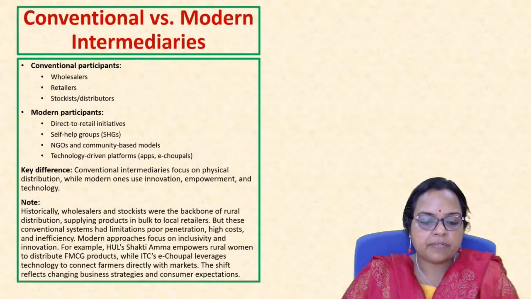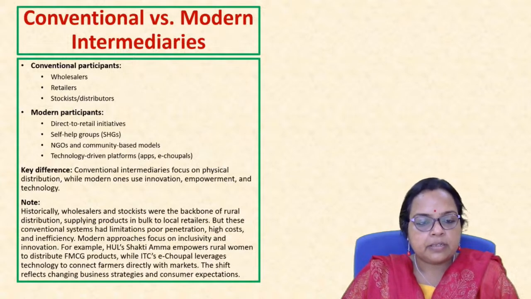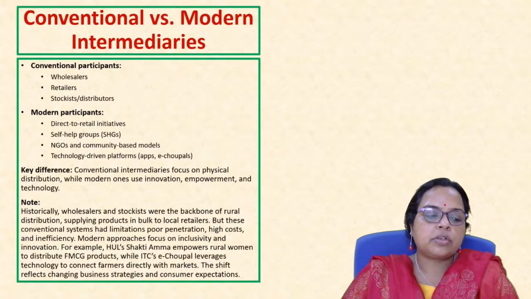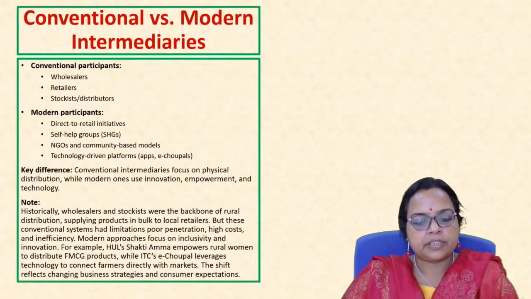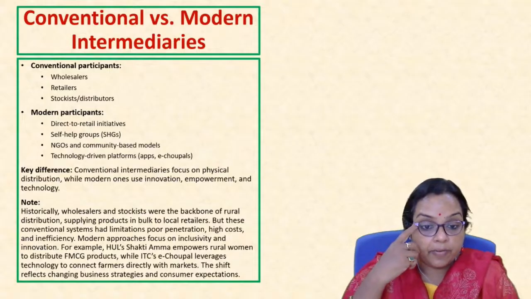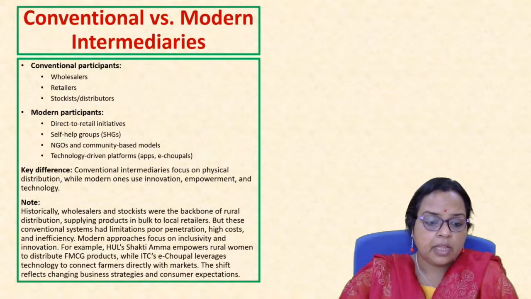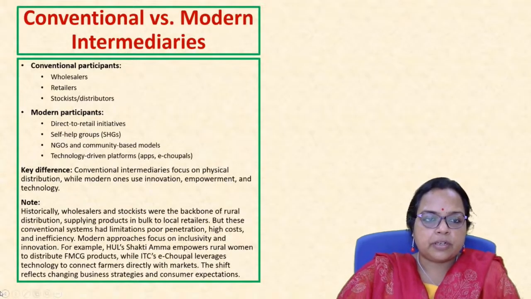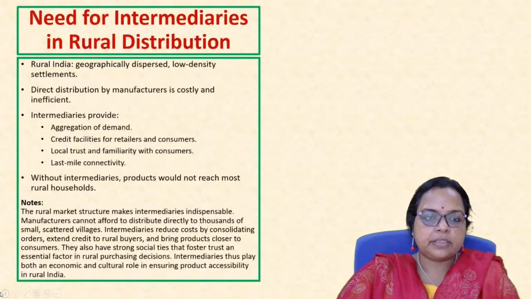So companies have taken initiatives to reach the rural market, like these two initiatives, but we cannot ignore the conventional participants as well. For the rural market or rural belt, both conventional and modern participants are highly required, and they are equally important for this process. So this is all about conventional and modern intermediaries.